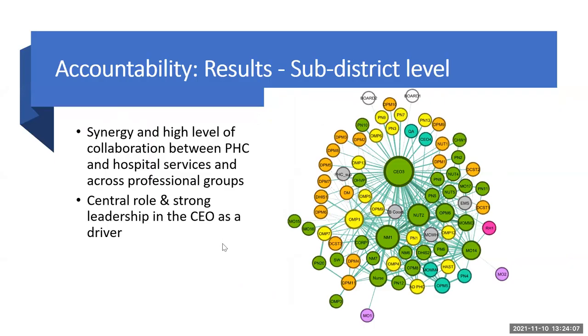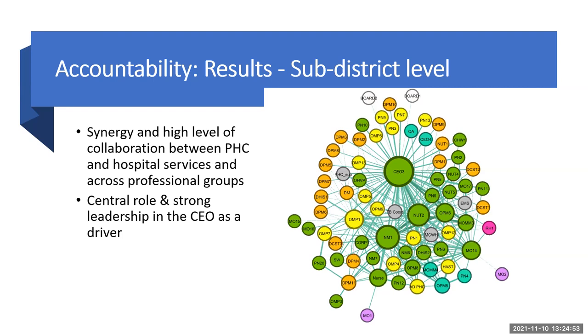On this slide, it's just to show you an example in one sub-district. You see the central role of the CEO playing a leadership role, a central connector between all other units. What is in yellow are primary healthcare facilities, in green are hospital actors, and in orange or brown, those at the district level. So you see that in this sub-district, the intervention was the monitoring and response units.